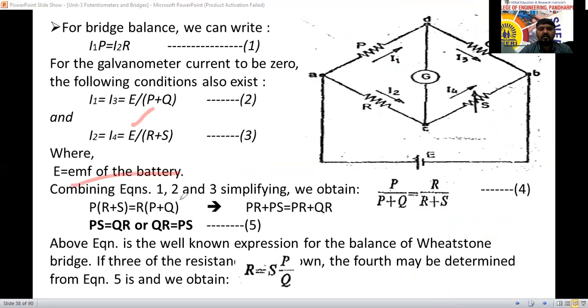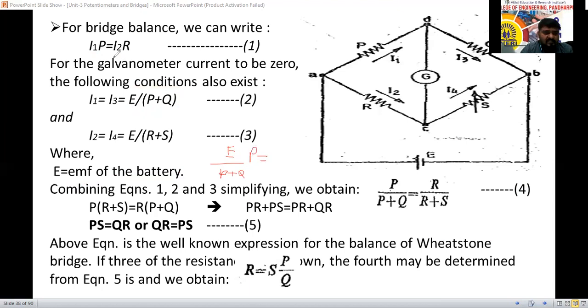Combining equation 1, 2 and 3, simplifying here. What you have to do, here I1 is there in the equation 1, here I2 is there. In the place of this I1, you substitute this value here, E divided by P plus Q. I will erase this. We'll take the small number here. So in the place of I1, I will substitute this E divided by P plus Q, and this P as it is, I will write here.